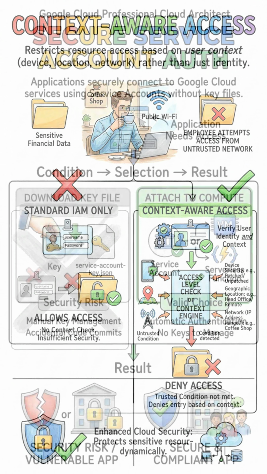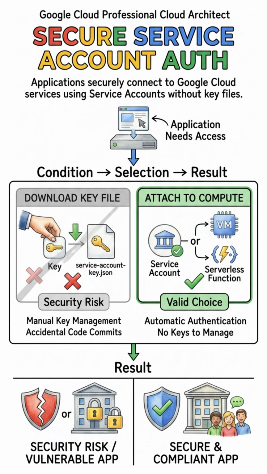When applications need to interact with Google Cloud services, they use service accounts instead of human user credentials. A common mistake is downloading service account keys, which can be easily leaked in source code or stolen by bad actors. Instead, you should always attach the service account directly to the compute resource, allowing the virtual machine or serverless function to authenticate automatically and securely without managing physical key files.